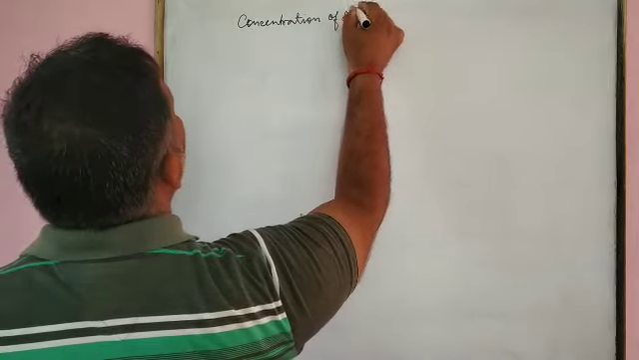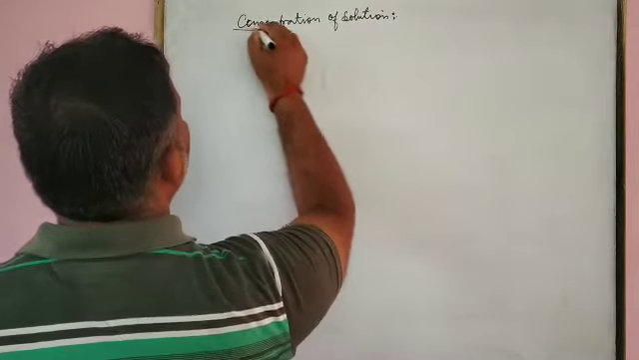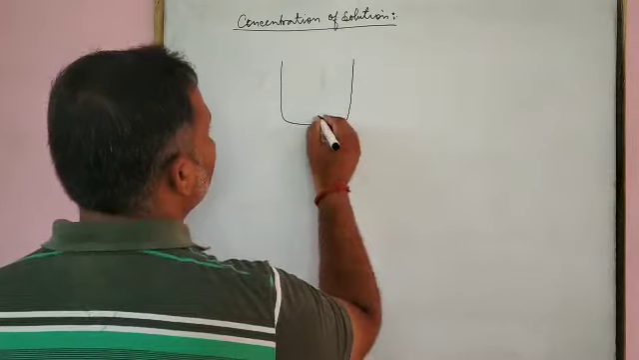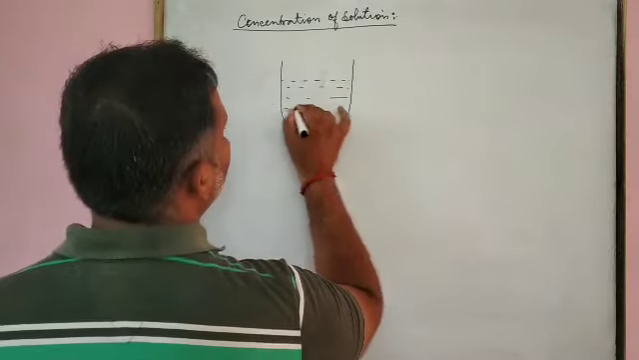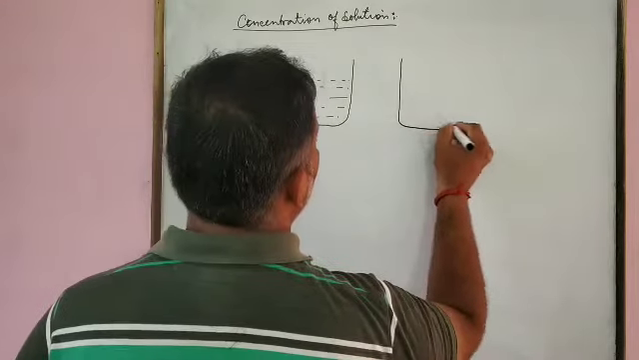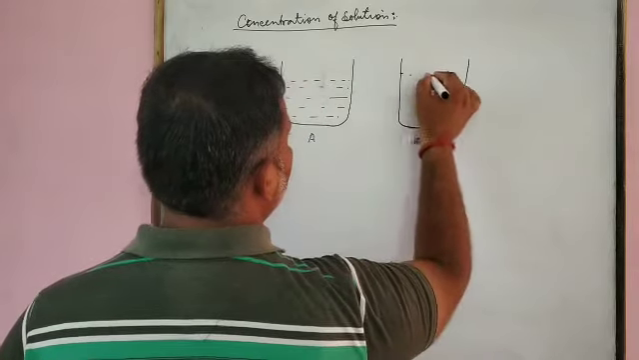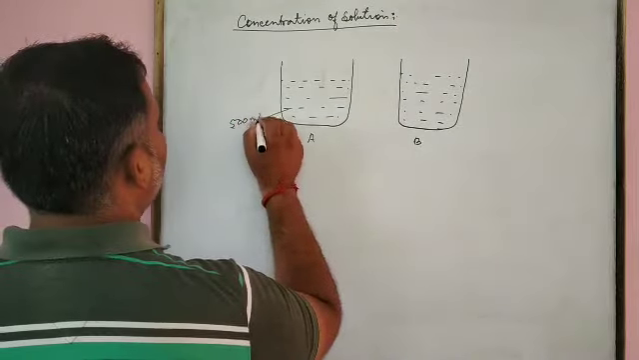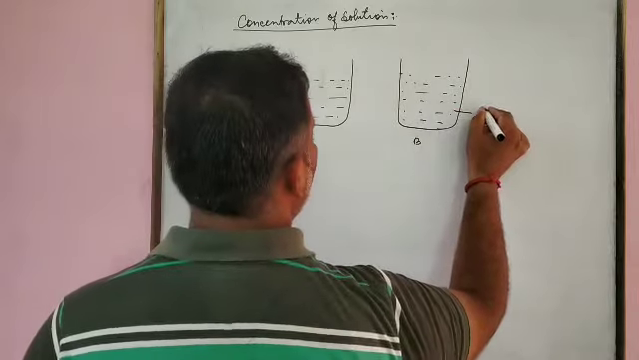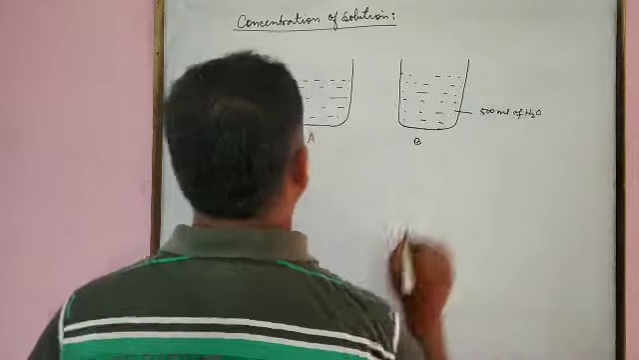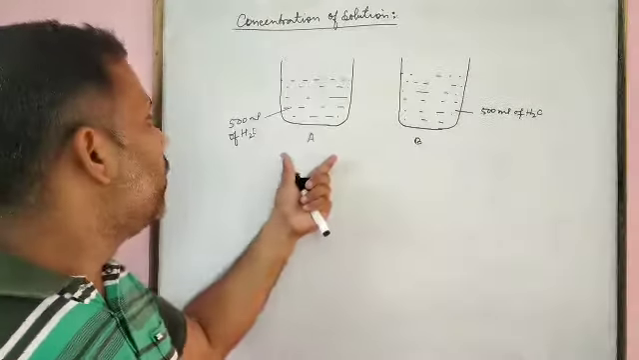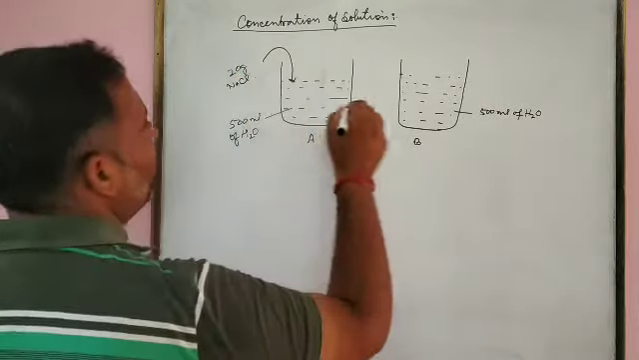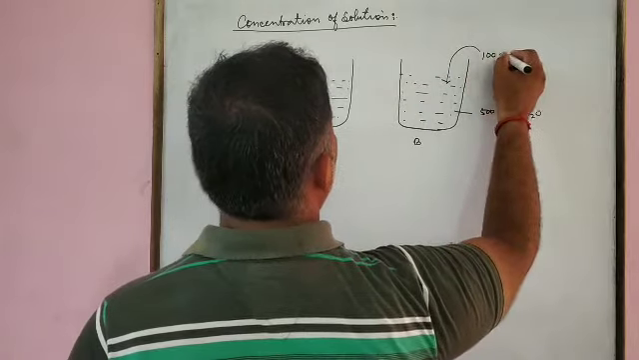Concentration of solution. Let us take two solutions. This one is A, and the next beaker is B, having the same amount of water. Here we have 500 ml of H2O. Here also we have 500 ml of H2O. In the first, A, we add 20 gram of NaCl. In the next, B, we add 100 gram of NaCl.